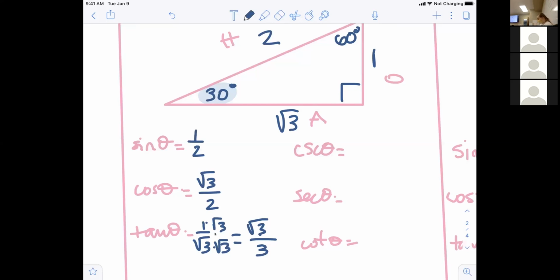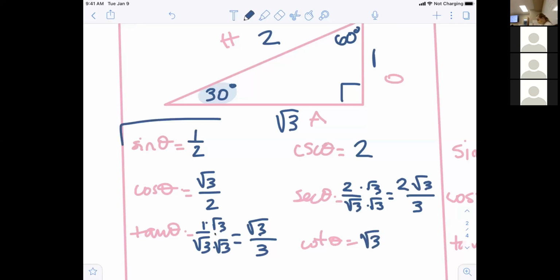Flip everything to get the second column. So 1/2 flipped is 2. √3/2 flipped is 2/√3, which again we will rationalize by multiplying by √3 on top and bottom. So 2√3/3. And then cotangent, I'm glad Gabby had told me that it was 1/√3 first, because now it's easy to flip that. 1/√3 flipped just becomes √3/1, which is just √3. And again, we did all this hard work to just get sine and cosine.